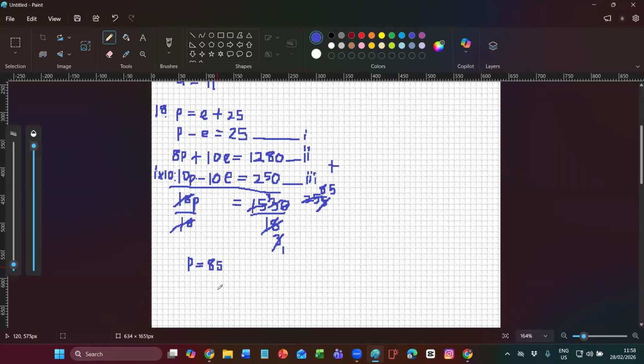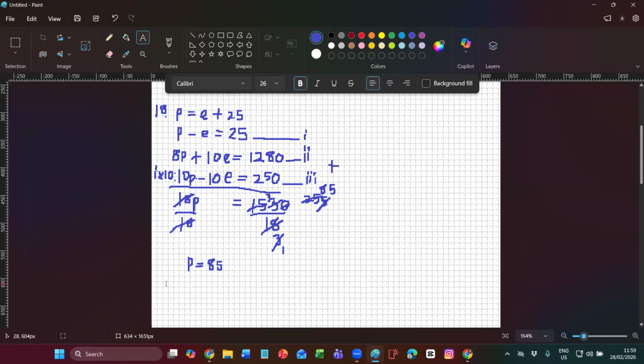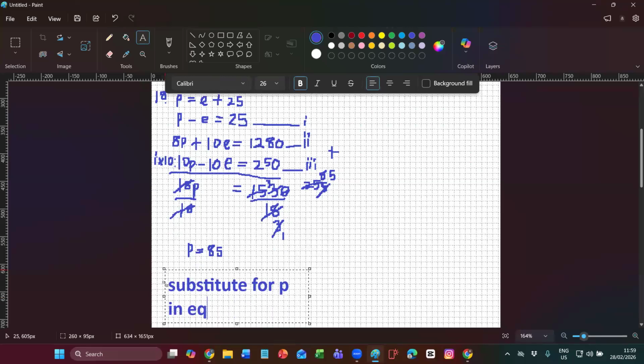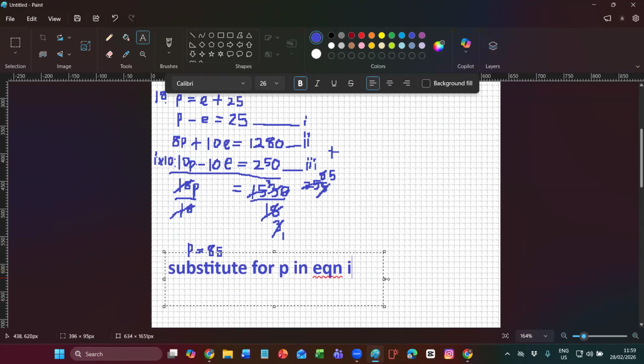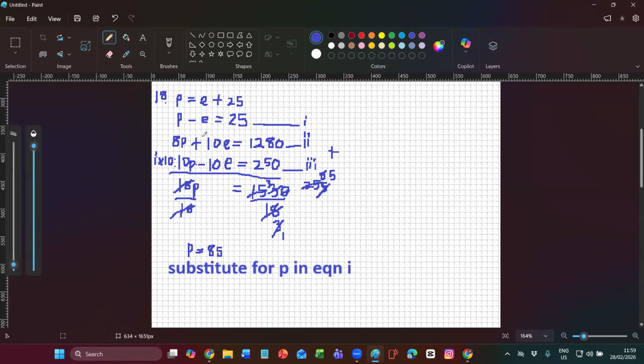Which equation should I put it into so that I can get the price of one eraser? The second one. That's a good idea. Substitute inside this, because writing it will be a lot. Then substitute for P in equation 1. Let me just say equation I since I use Roman numerals. Substitute for P in equation I. Okay, so I'll just go and do exactly that.